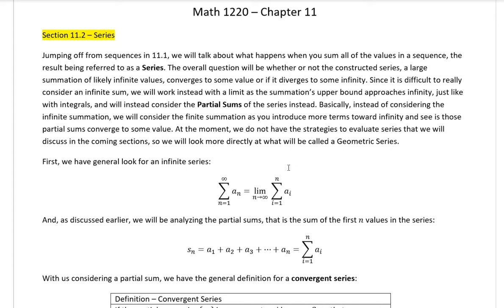In this video, we're going to go through 11.2, which is going to be the beginning of our discussion about series. Now, in 11.1, we talked about sequences, which is what happens when you just get a list of a bunch of values in some numeric order. With series, what we're going to do is take those values in a sequence and add them all together and see what we can get.